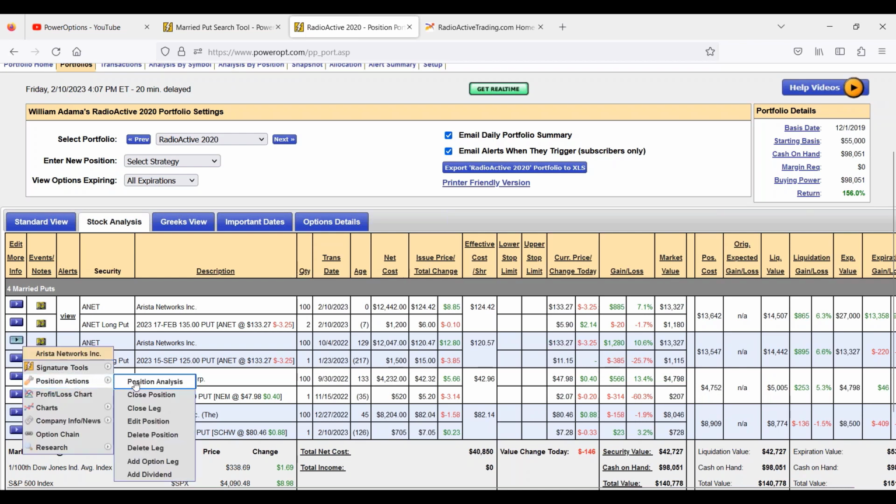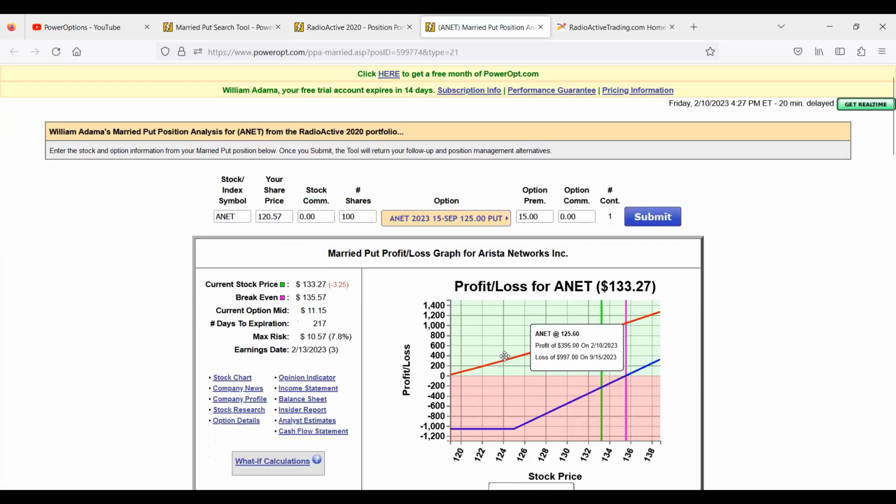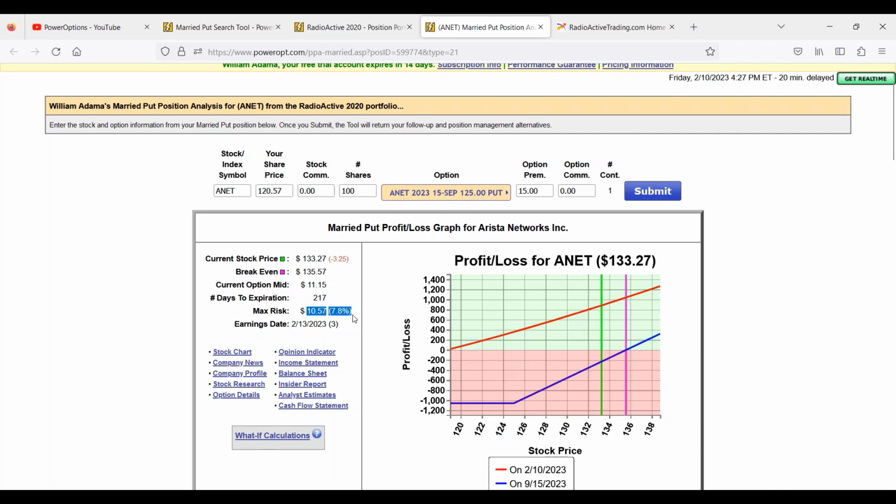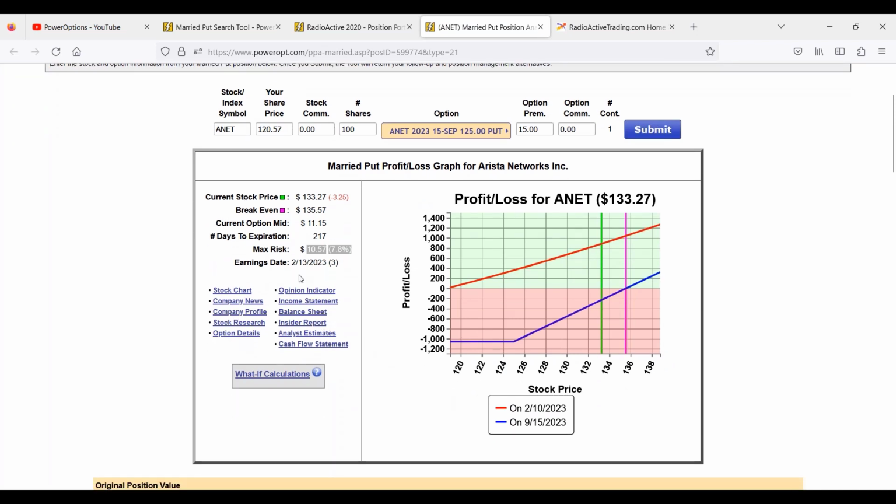So let's just go to the position analysis screen. As I'm tracking any position in the PowerOptions portfolio, we can link to position actions and position analysis. This will give us a breakdown of our current position. Yeah, max risk is 7.8%. Not a fan of that. I want to reduce that. And earnings date is 3 days away. I'm going to definitely reduce, if not bulletproof, this position prior to that earnings event. And here's your basic profit and loss chart.